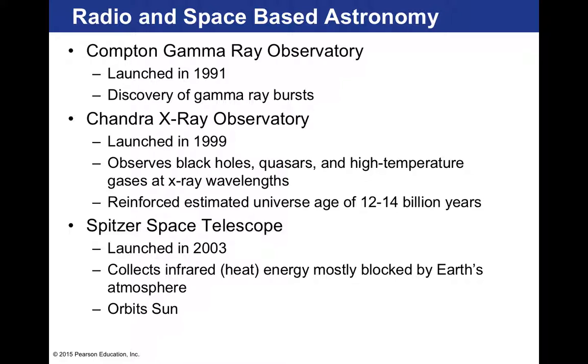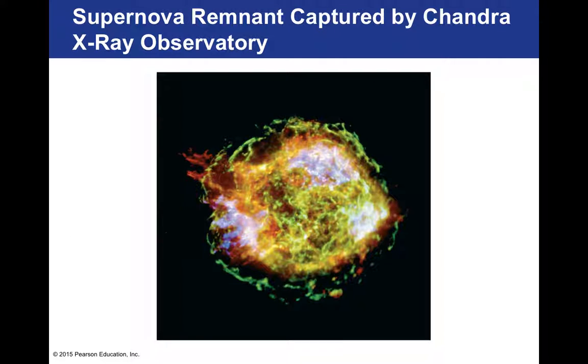And then we have the Spitzer Space Telescope launched in 2003. This collects infrared or heat energy that's mostly blocked by the Earth's atmosphere, and it orbits the sun.